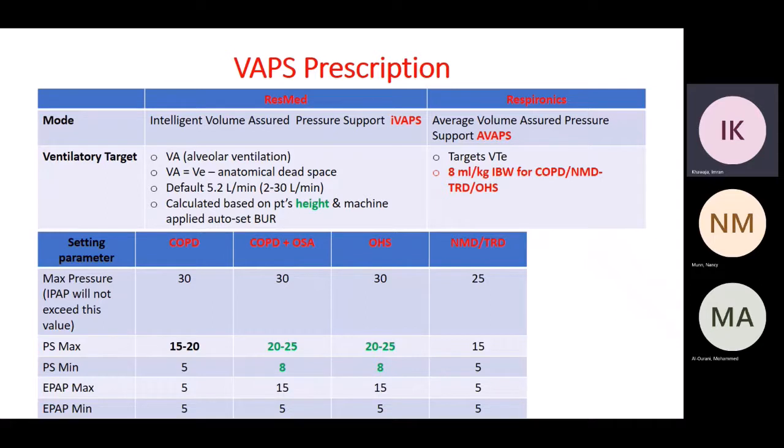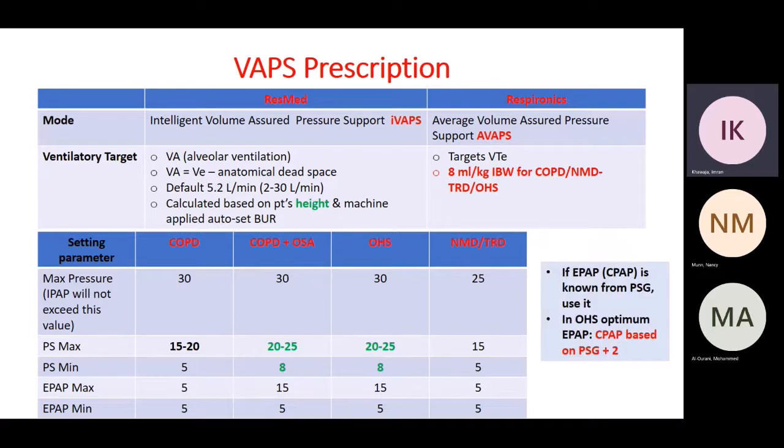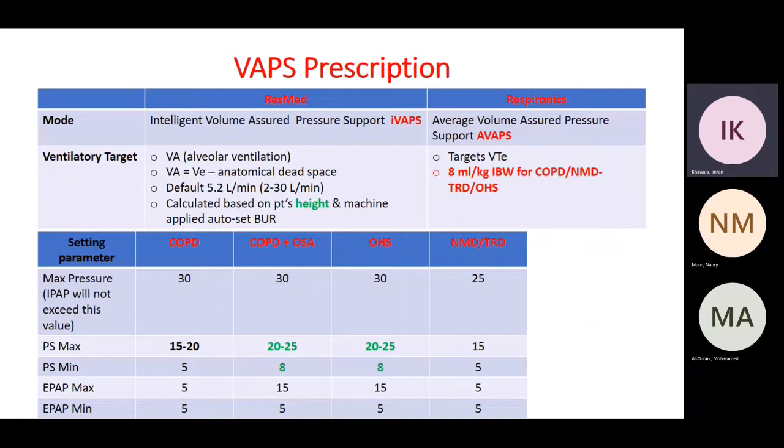So you start usually between, I should say, 5 to 20 or 25 if you're having obesity hypoventilation or the overlap. And then we have the EPAP. So the EPAP, there is a minimum and maximum as well.